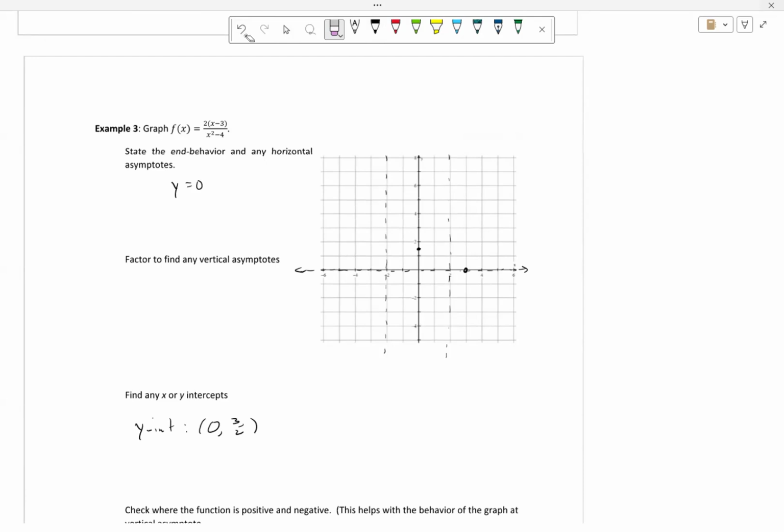Okay, and now we have to figure out where these branches go. There's only one that's obvious. In between the two vertical asymptotes, there's only one place this could be. And it's not here, because if it were there, there'd be two more x-intercepts. So it has to be here? No, I've done poorly. I did a bad job.